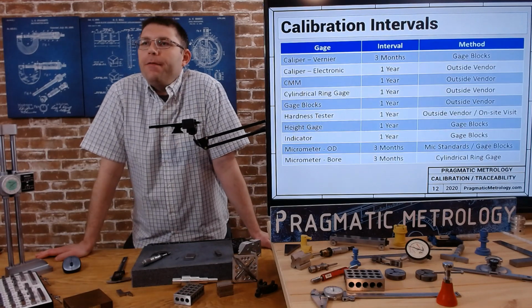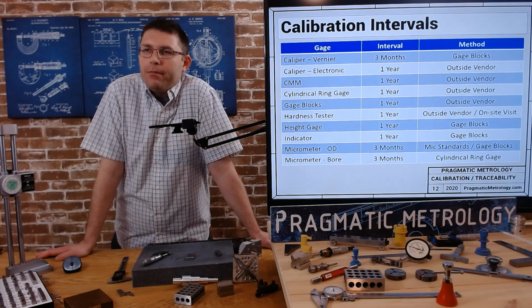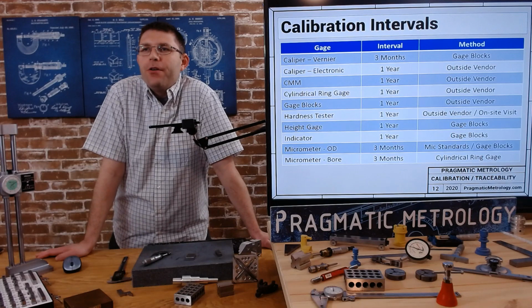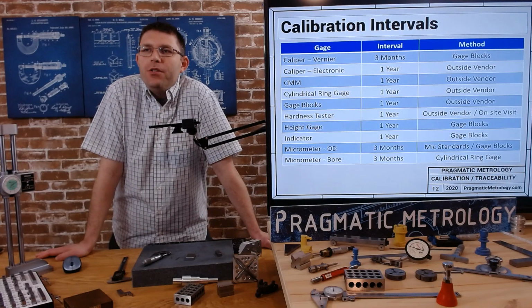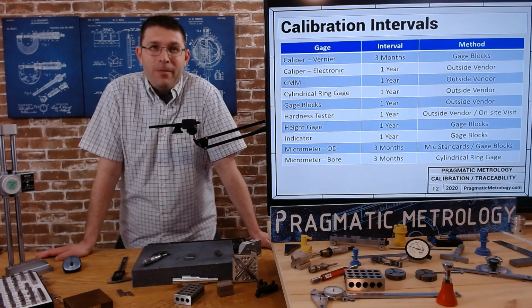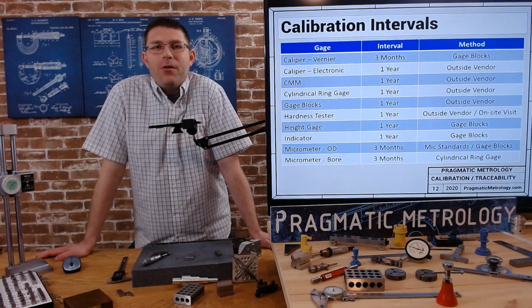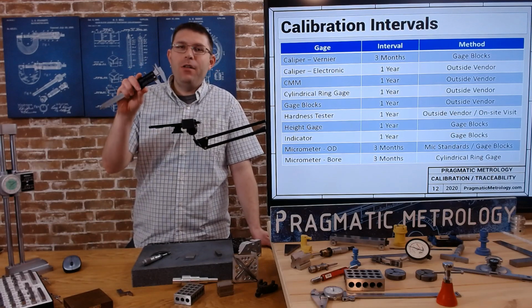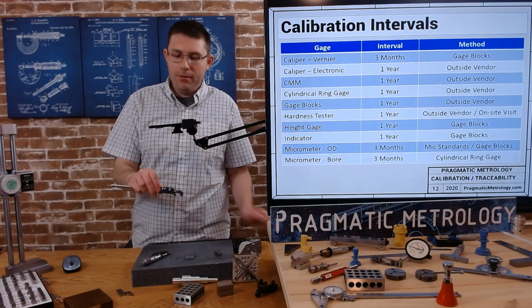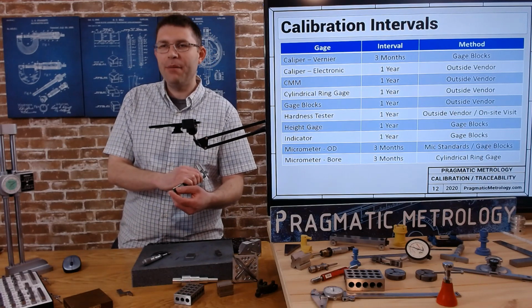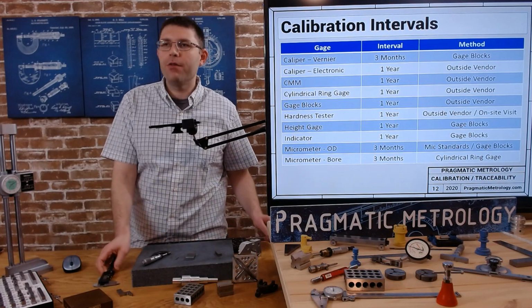I have a few recommended intervals that the industry has used, and some of these are a little tighter. Calipers, you generally don't see every 3 months. You typically see every year. But because I use calipers so much, I don't want to wait a year to find out that my caliper's out of calibration. These anvils wear. You use these anvils over and over and over again. The inside jaws will wear, the outside jaws, you can damage your depth bar. So I like to check every 3 months.